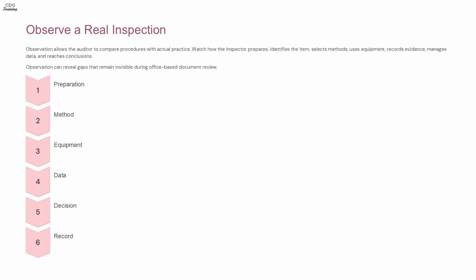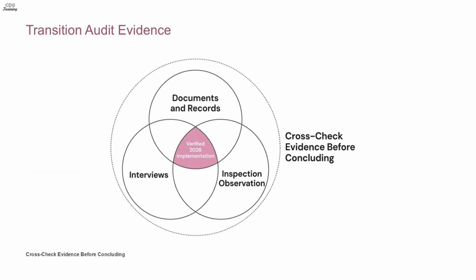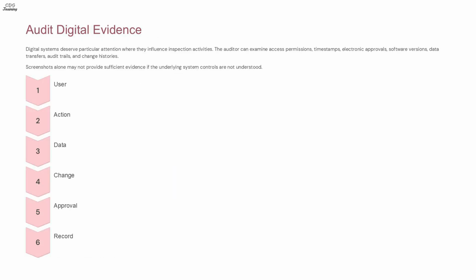Observation allows auditors to compare procedures with actual practice, revealing gaps that may not be visible in document reviews. Cross-checking evidence from documents, interviews, and observations ensures a comprehensive audit conclusion. Verify implementation before concluding. Digital systems require attention where they influence inspection activities. Examine permissions, timestamps, and data transfers to ensure sufficient evidence.